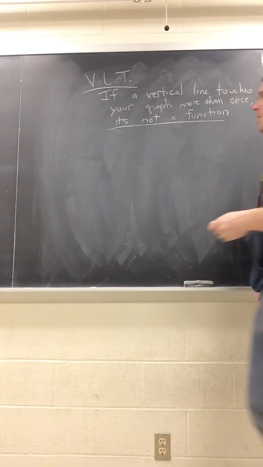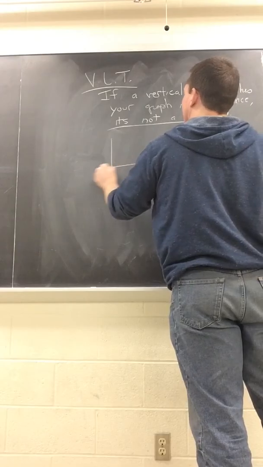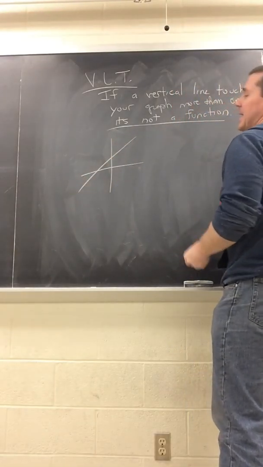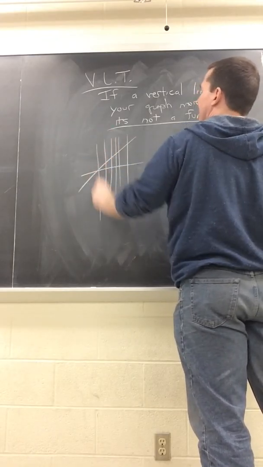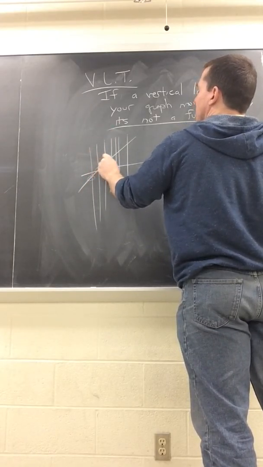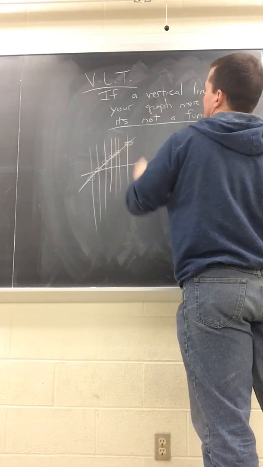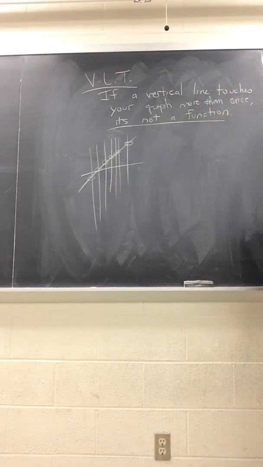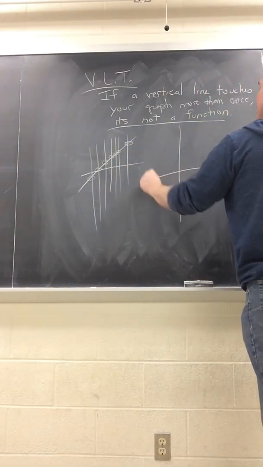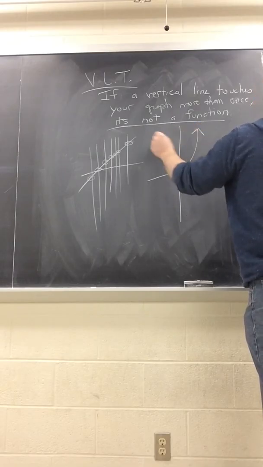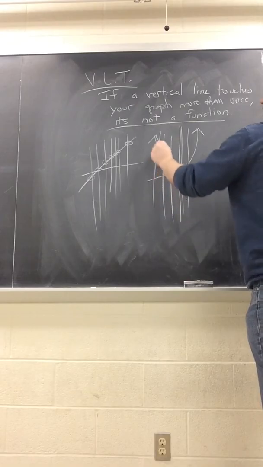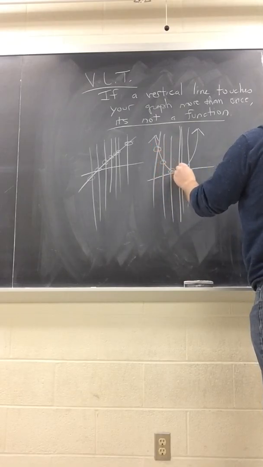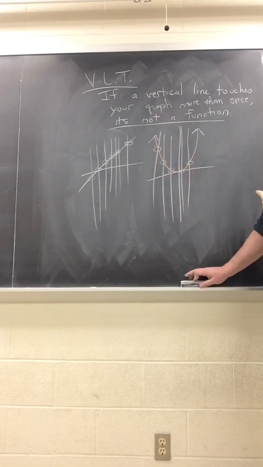So just to see how it works, to go back to the ones we just had. If we have some line, I want to know if it's a function. No matter what vertical line I draw, every vertical line will only touch it once, so it's a function. If I do the parabola, no matter what vertical line I draw, every vertical line only touches it once, so it's a function.